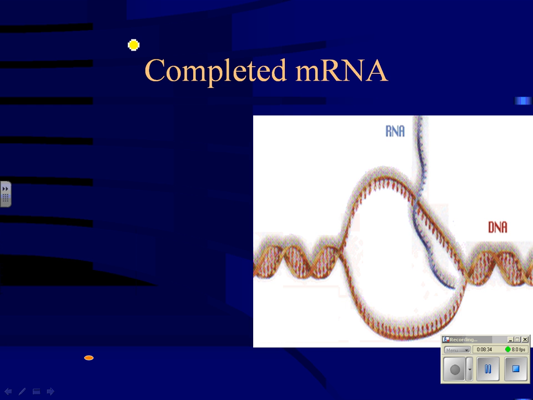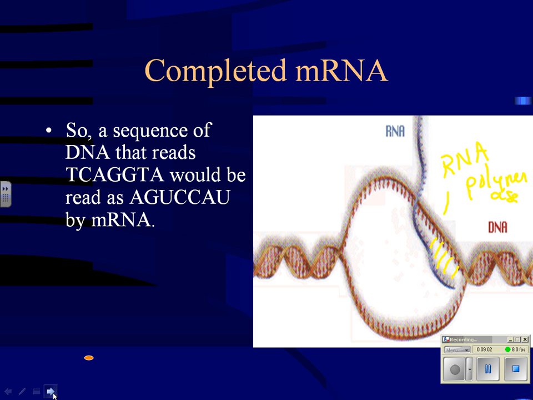So, in order to read a gene, the DNA has to be opened. It's opened by an enzyme. The enzyme is called RNA polymerase. RNA polymerase goes along and matches RNA with DNA. Here's another example of the same thing I just showed you.